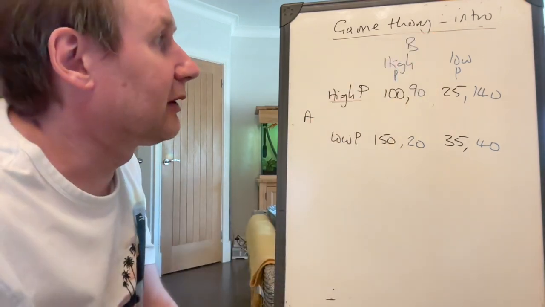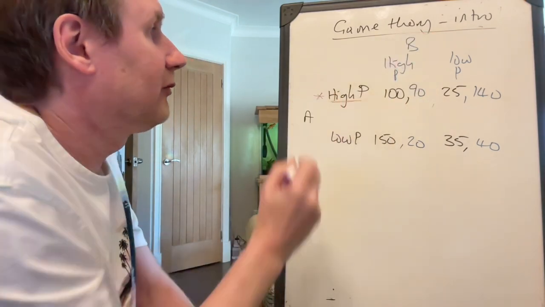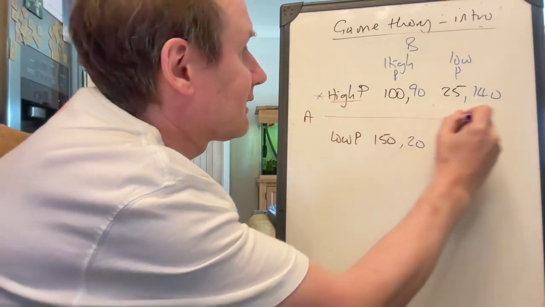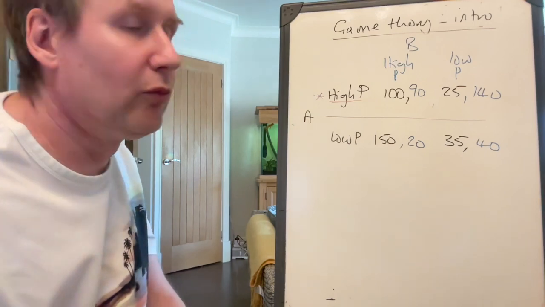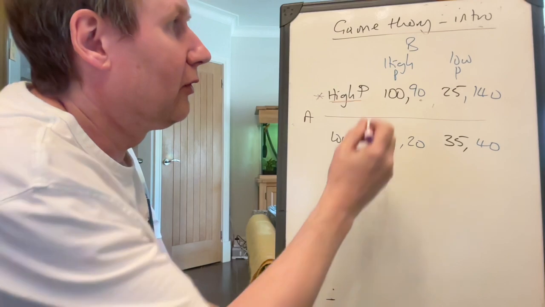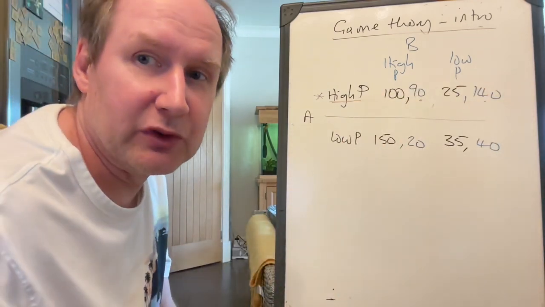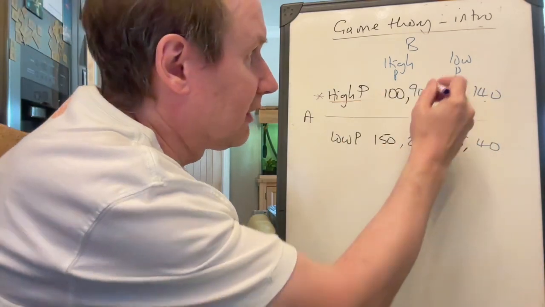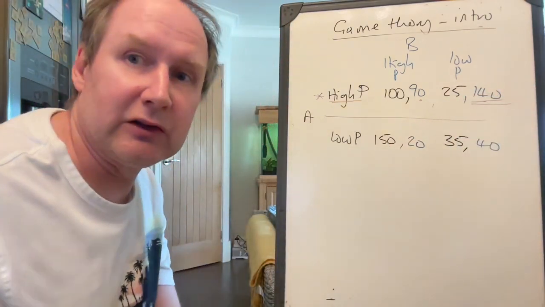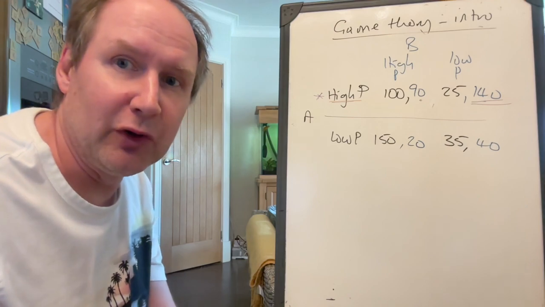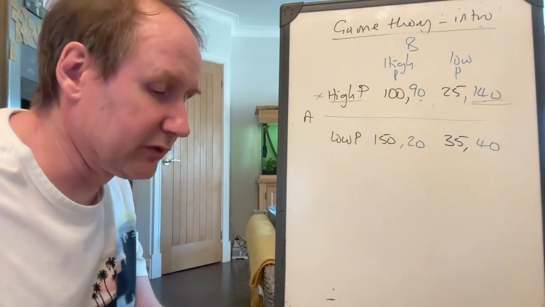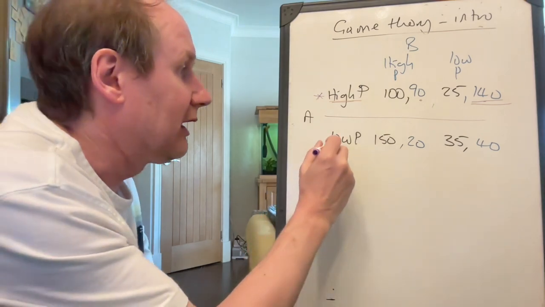If A plays high, what would B do? We look at B's numbers. A is high, so we're reading across here. B could play high and get 90, or they could play low and get 140. Obviously 140 is better than 90, so I'm going to double underline that, to show that it is the preferred option if A plays high. B would play low.